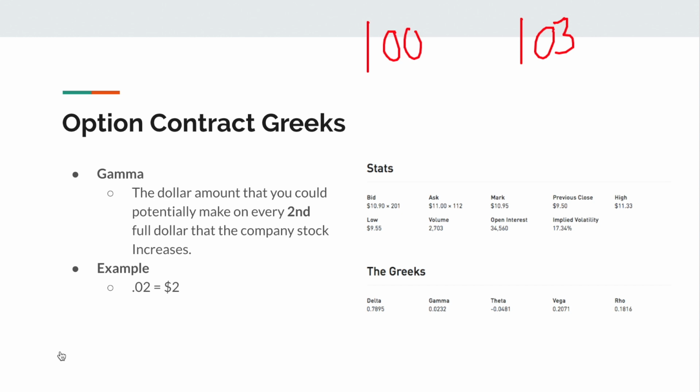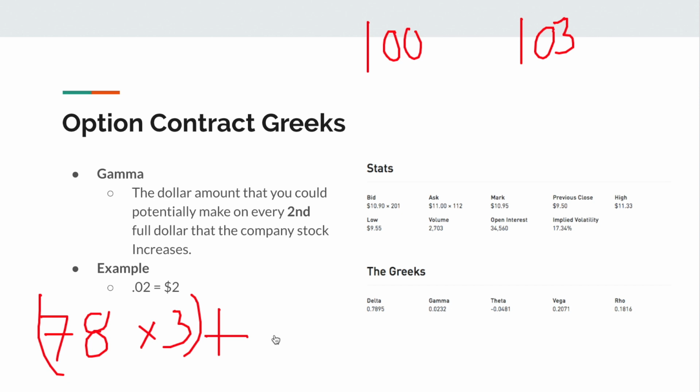What you're going to do is take delta, multiply it by 100, which gives you 78. So you take $78 and multiply that times 3 because the stock moved up 3 whole dollars. And then you're going to add gamma. Gamma in this case is $2. So you don't multiply it by 3, you multiply it by 2. The reason is that you didn't make gamma on your first dollar jump. You only made delta on your first dollar, and gamma kicked in after the second dollar. So you're going to multiply $2 in this case times 2.